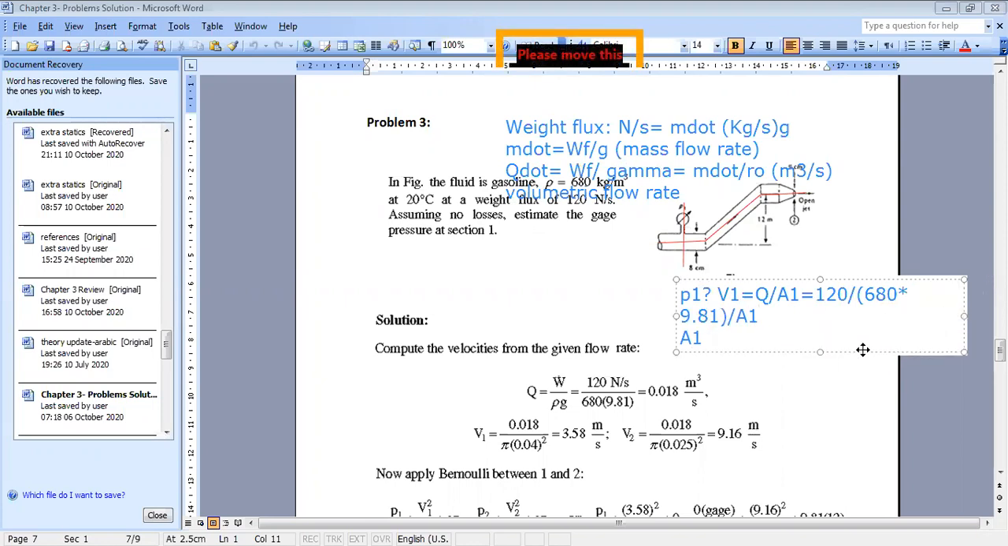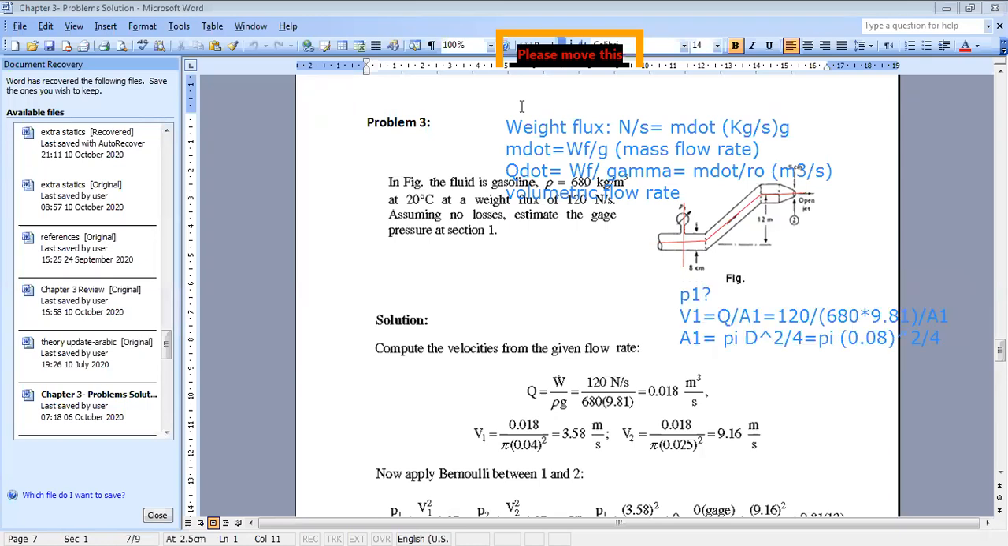Now what is A1? A1 is equal to pi times d square over 4, okay? And I have the diameter equal to 8 centimeter. I should not forget to convert to meter. So it's equal to pi times 0.08 square over 4, okay? From this equation now I can compute the value of V1.